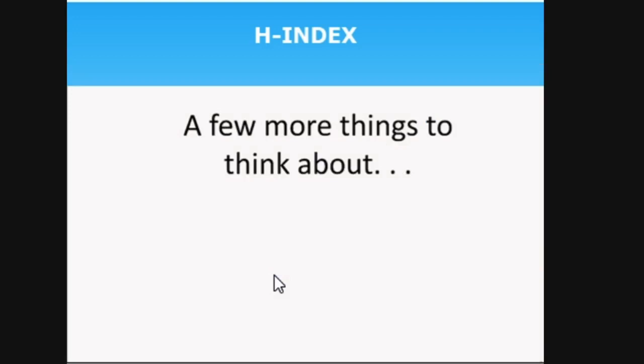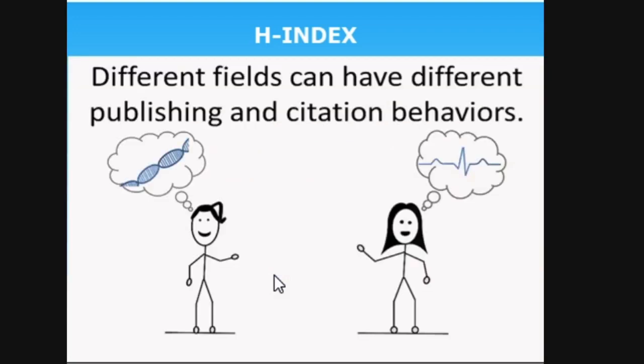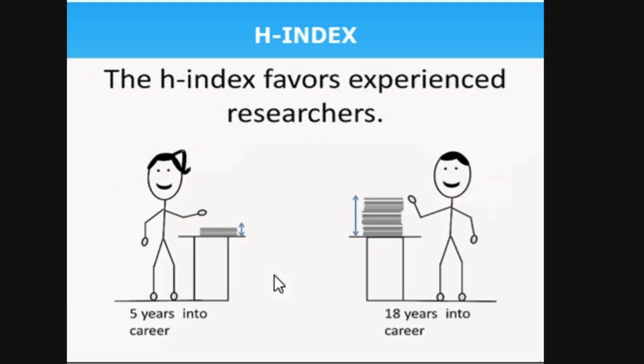A few more things you need to think about before finalizing H index as a good parameter or not. Different fields have different publishing and citation behavior. You must remember that. In the science stream the citation pattern will be different, and in the social science stream the citation pattern and behavior will be different. So it is not advisable to compare a researcher from library science with a researcher in biology based on their H index alone, because everything is different.